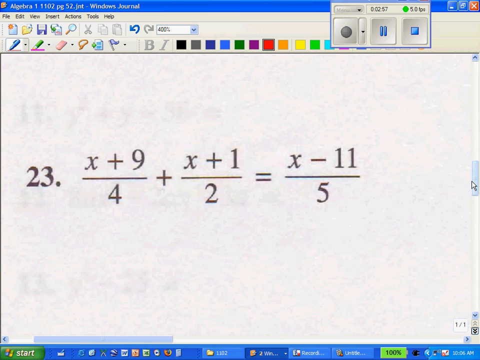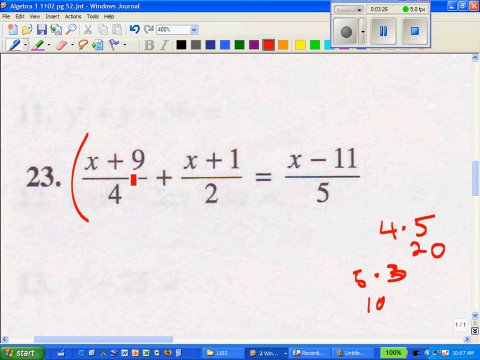Okay. Here again, I find the common denominator. I look at the biggest denominator, and I ask myself, are the other denominators factors of 5? And they're not. So I'm going to double the biggest denominator. So 5 times 2, that gives me 10. Are 4 and 2 factors of 10? No. So I'm going to triple it now. 15. Are 4 and 2 factors of 15? No. So I'm going to multiply it times 4, which is 20. Are 4 and 2 factors of 20? Yes. So that's my common denominator, 20. That's my lowest common denominator.